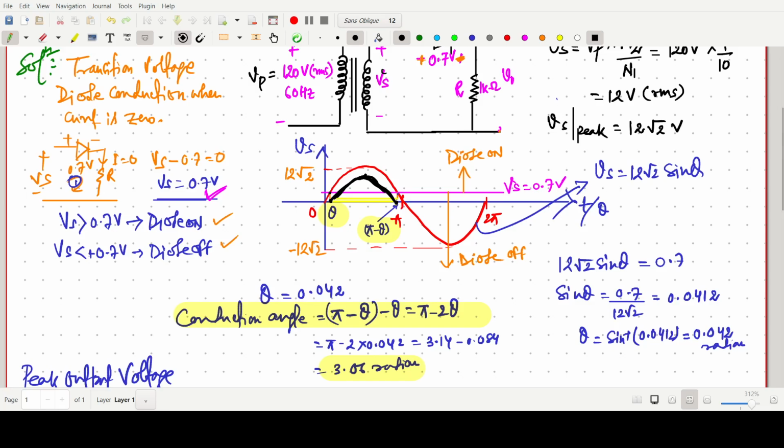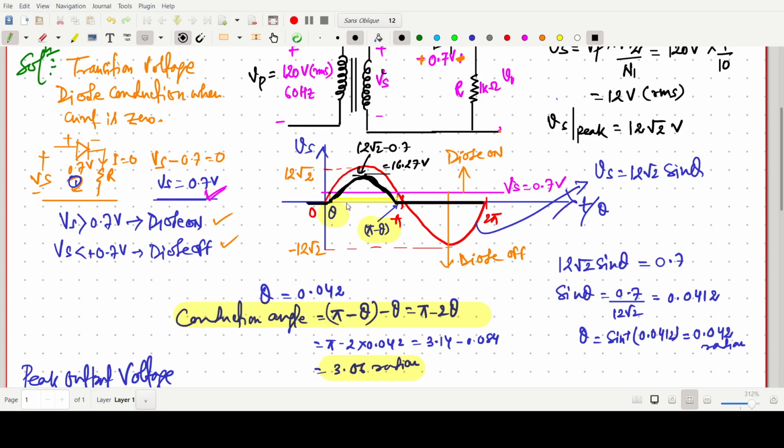A sinusoidal signal, and for the other half it is below this one. So this is the output voltage, and this peak we have already calculated. This peak is 12 root 2 minus 0.7, or after solving, it comes to 16.27 volt. So this is the output peak and this is the output waveform.